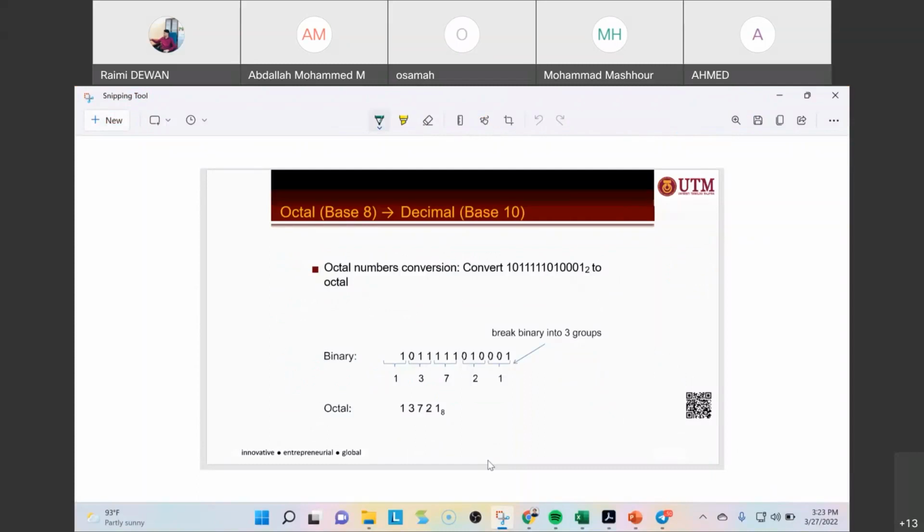Now if you see octal, what is the highest digit? I want to ask you guys, what is the highest digit in octal? 7. So 7 in terms of binary is what? 7 in decimal, base 10, converted to binary is 111. What is the maximum bits per group for octal in the binary system? It's 3 bits. Yes, it's 3.